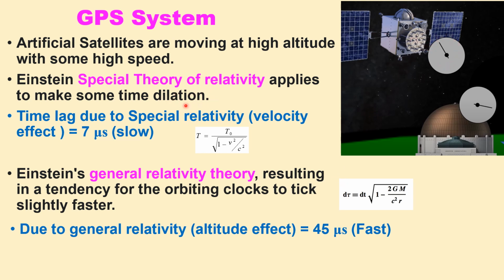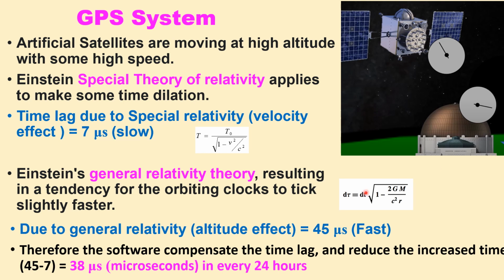Due to the special theory of relativity, it was 7 microseconds slower, but due to the altitude, it is 45 microseconds faster. So that's why there is a need to compensate this time lag, and 45 minus 7 is 38 microseconds. So there is some software which reduces this increased time of 38 microseconds in every 24 hours. So this is also one real example which is used in the GPS system based on time dilation.